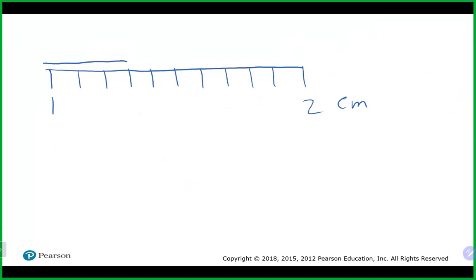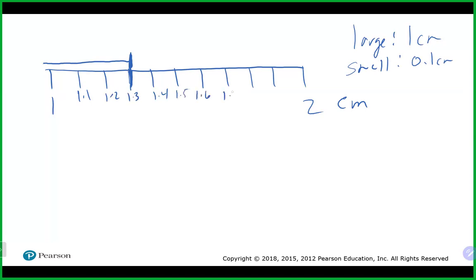And let's just say that we end up right on this line. We know already that our large marking is 1 centimeter. As we saw, our small marking is 0.1 centimeters. Again, this being 1.1, 1.2, 1.3, 1.4, 1.5, 1.7, 1.8, 1.9, and 2. So definitely it's on 1.3. So I record 1.3 centimeters.